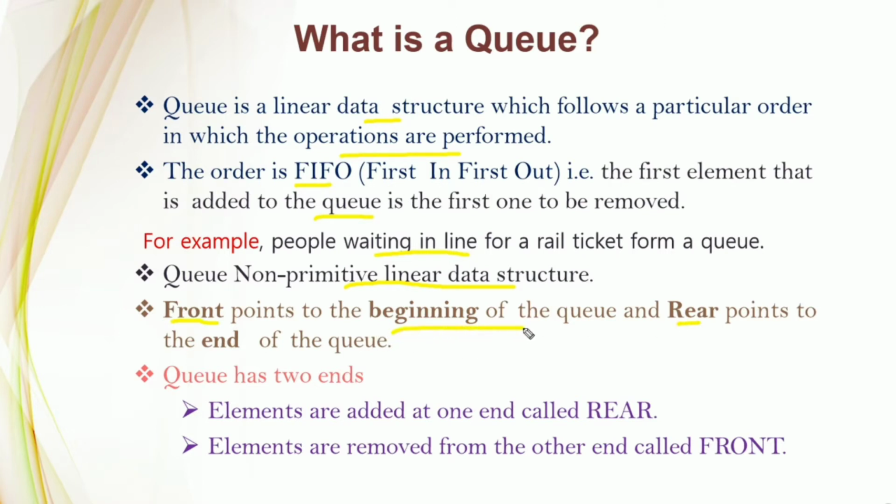Front points to the beginning of the queue and rear points to the end of the queue. So queue has 2 end points, that is the rear and front. Elements are added at one end called the rear, and elements are removed from the other end called the front. So for the queue we have 2 end points, rear and front. From one end we can remove the elements, from the other end we can insert the elements.